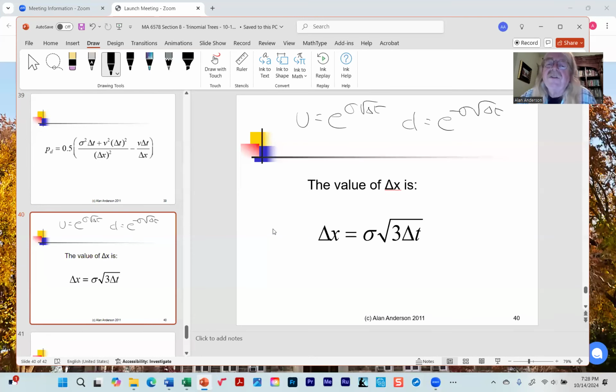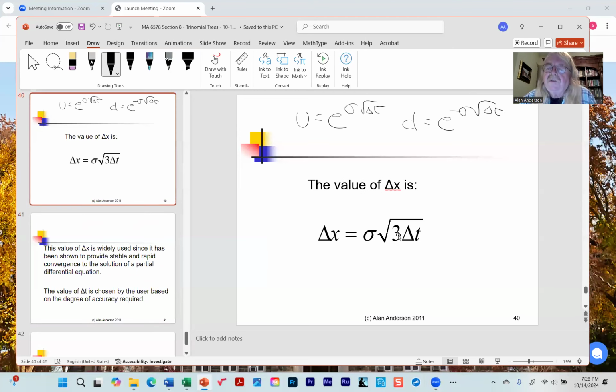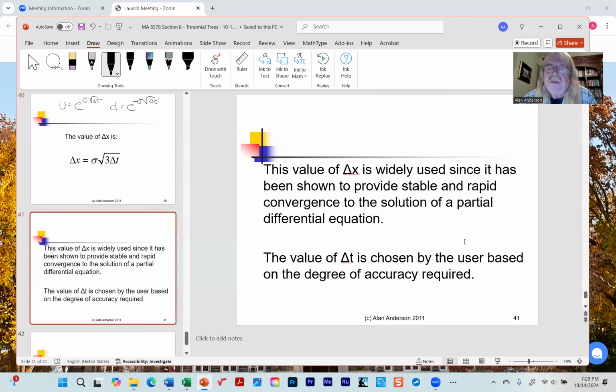There's no theoretical reason to choose this one, but he finds from his research that this seems to work the best. Unlike Cox, Ross, and Rubinstein, they chose this U and D, but they also said, listen, this is not the only approach that could be taken. We just find that it works well. And so the same thing is happening here. And you'll see when we get to the code that this will figure prominently.